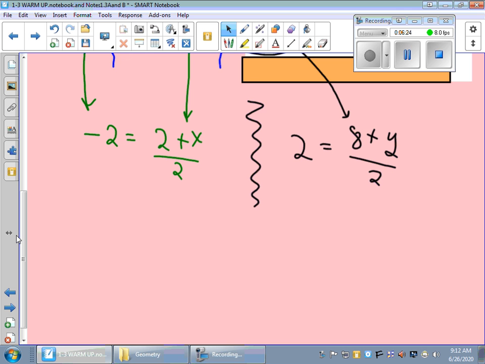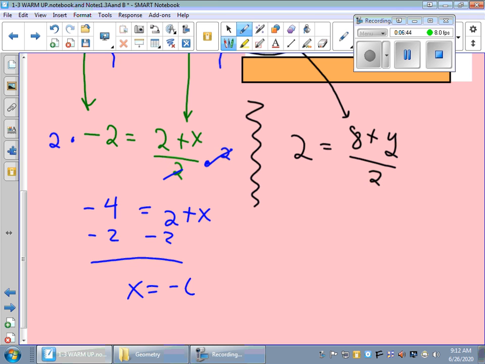Now we're solving algebra problems. I know they're not always easy. So over here we have a fraction, so we want to eliminate that 2. We're going to multiply everything by 2. So these cancel. We have 2 plus x equals 2 times negative 2, negative 4. We want to get x by itself. We subtract over. We get x is negative 6. That's the value there. Over here again, we have a 2 in the denominator. We need to get rid of that. These will cancel. We have 8 plus y equals 4. Subtract the 8 over, and we have y equals negative 4.